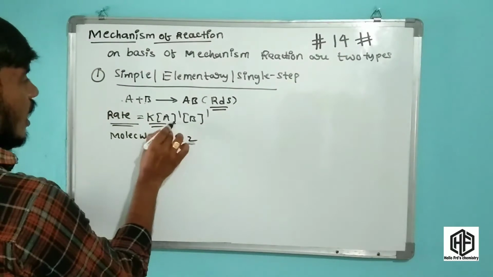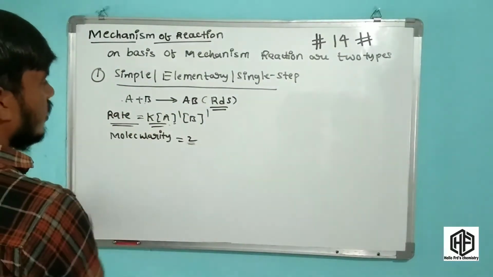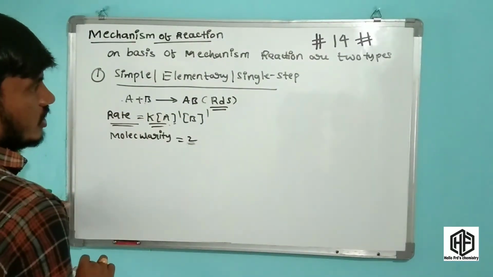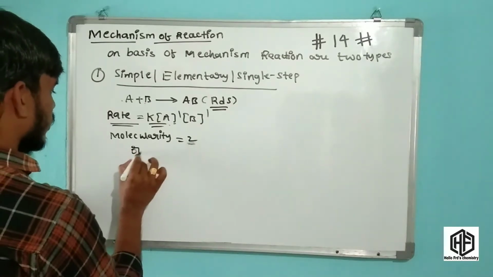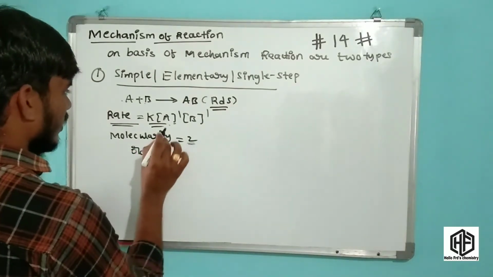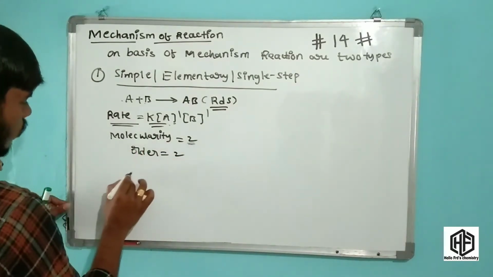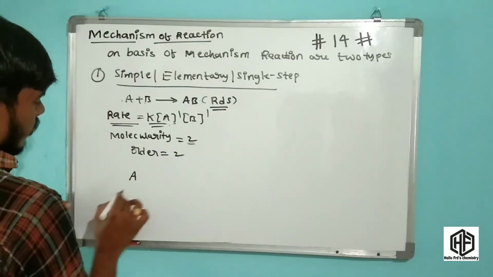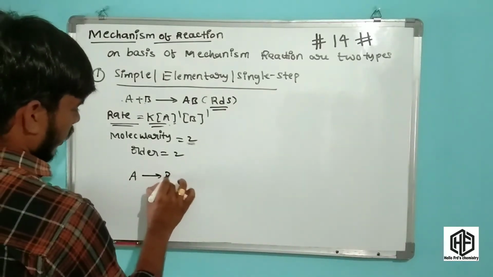The stoichiometric coefficient gives the order of the reaction in a simple or elementary or single step reaction. Now the order of this reaction is 2. Okay friends, now one more important reaction: A gives product.